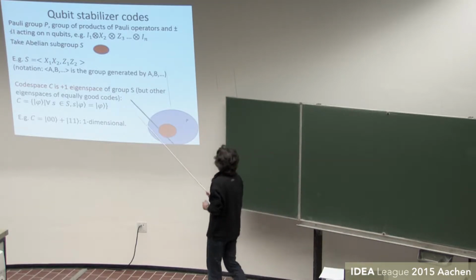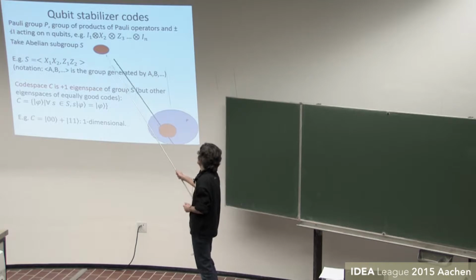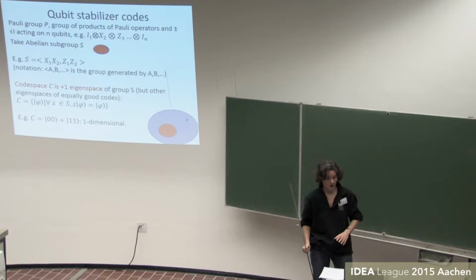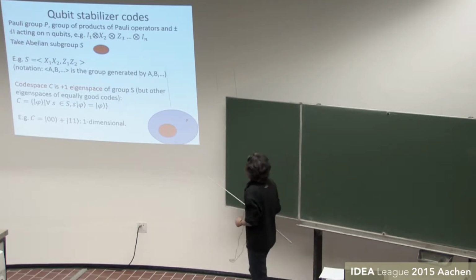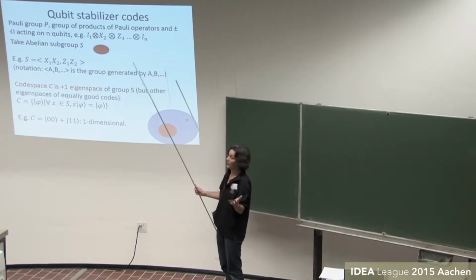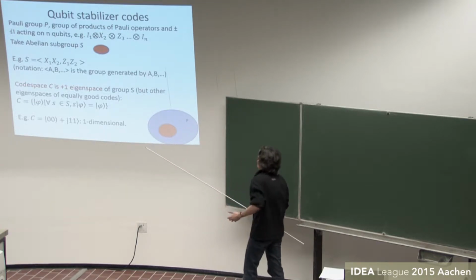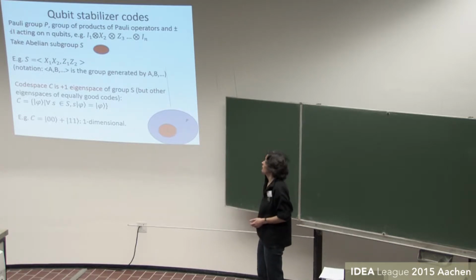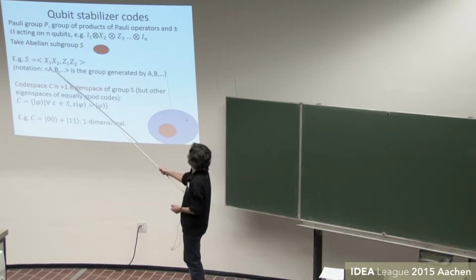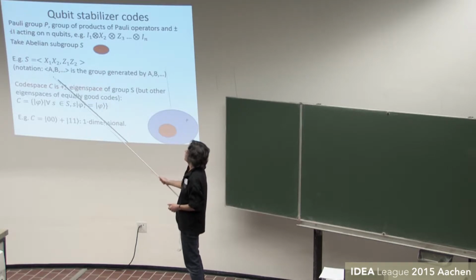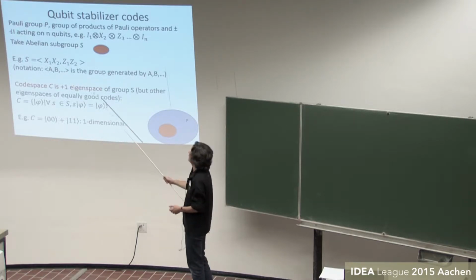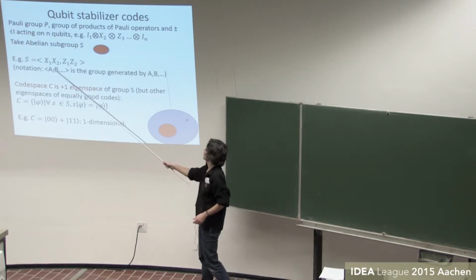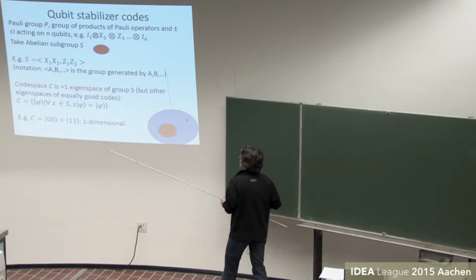And now we take a subgroup, which is the red thing, which is abelian. So all the operators in the subgroup commute. I said before, in general, Paulis commute or anti-commute. So we have to take some bunch of Paulis that all commute. Now, for example, X1X2 commutes with Z1Z2 because they twice anti-commute. And this notation with these brackets just notes that this is a group.